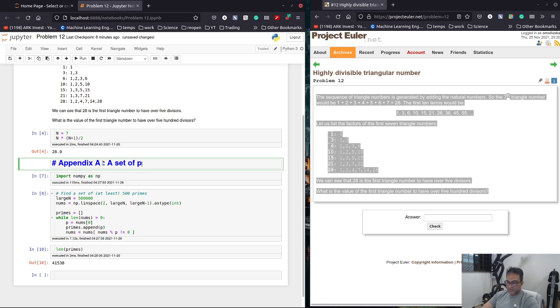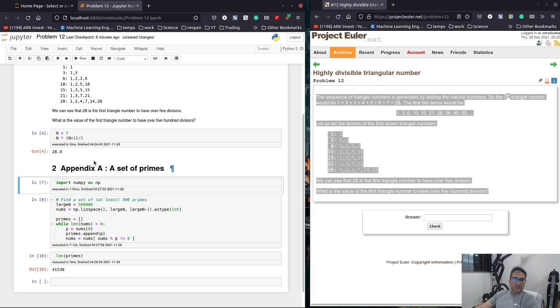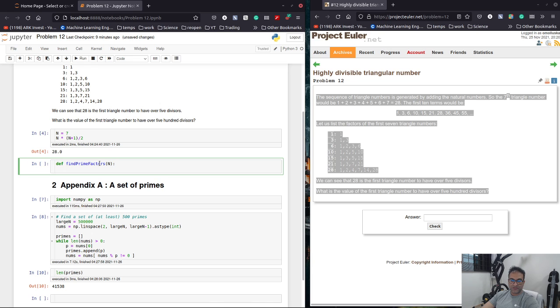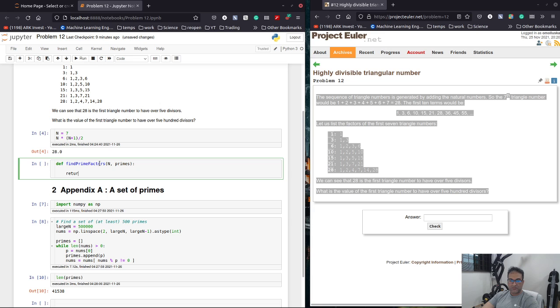Okay, the next thing we want to do is find the prime factors of n. So given n, find prime factors of n. Let's see whether we can find the prime factors of n, and we will also provide the primes for factors. Okay, so how do we do this?